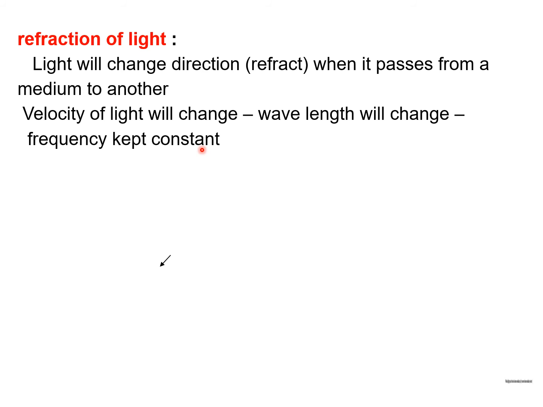يبقى في هنا عندنا two changes, الدايركشن والvelocity of light. لكن الويفلينث والwavelength will change, والvelocity will change, but frequency will kept constant. ده boundary surface between two media. ده normal of reflection.